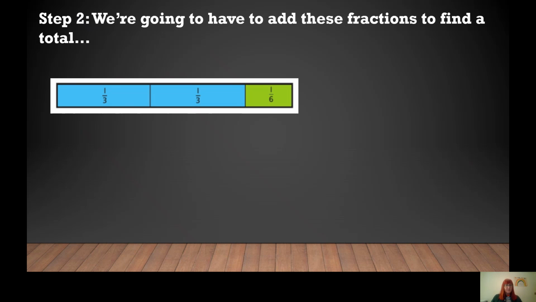So here we have a bar fraction diagram. We've got our 2/3 represented here. Okay, 1/3 and another third, all together 2/3 in blue. So that apparently is what Hattie eats in the morning. And then in green, we've got here a 1/6. That's what Hattie eats in the evening.